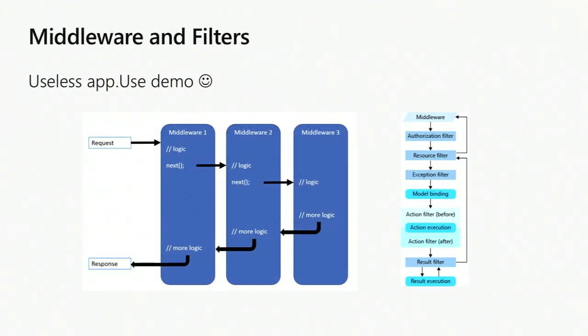But we have in ASP.NET Core something very similar to AOP. We have middleware and we have filters.